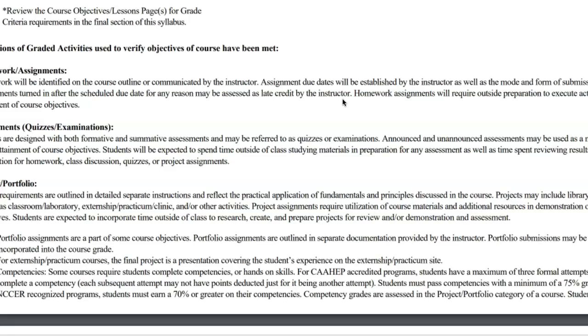Alright, so homework and assignments. Homework will be identified in the course outline or communicated by the instructor. Assignment due dates will be established by the instructor, as well as the mode and form of submission. Assignments turned in after the scheduled due date for any reason may be assessed as a late credit by the instructor. Homework assignments will require outside preparation to execute activities in attainment of course objectives.